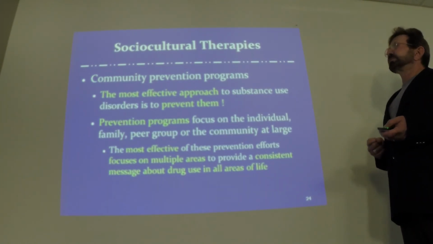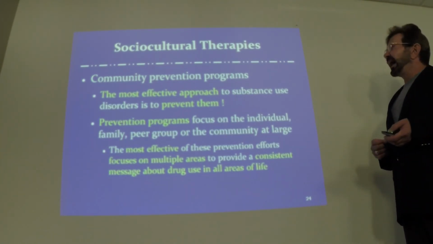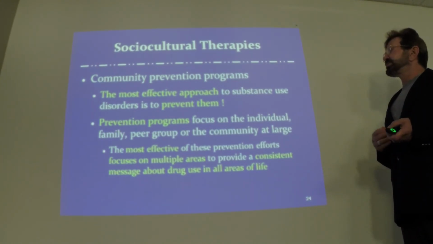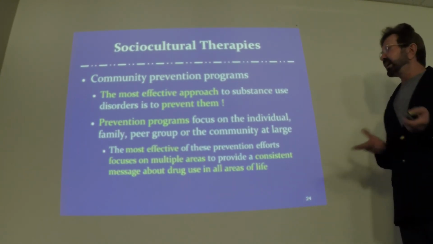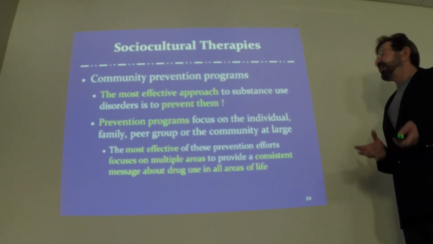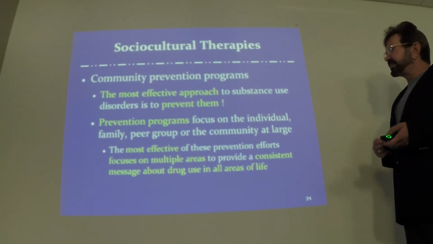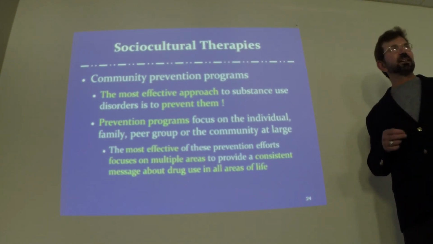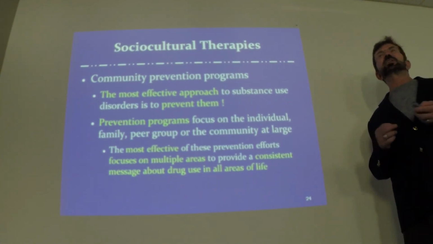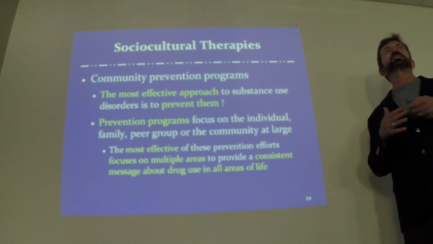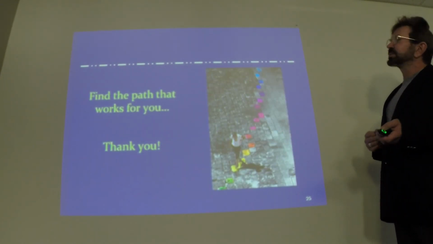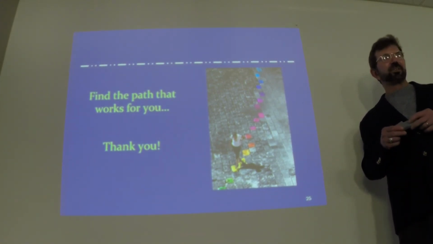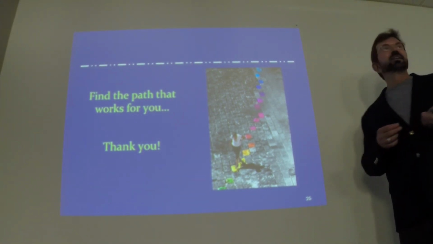Community prevention groups are the most effective, and that's done through education. Prevention groups can focus on an individual, on a family, on a peer group, the community as a whole, and the most effective of these prevention methods, of course, is education. Educate that individual, you can educate a peer group, which will then spread into the community itself. What's important is that the individual find a method that works best for them and lives a life free of substance use disorder.